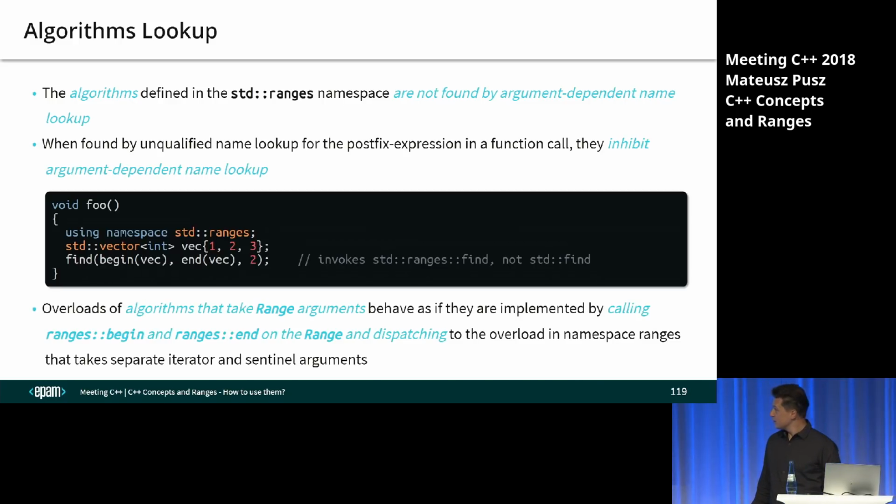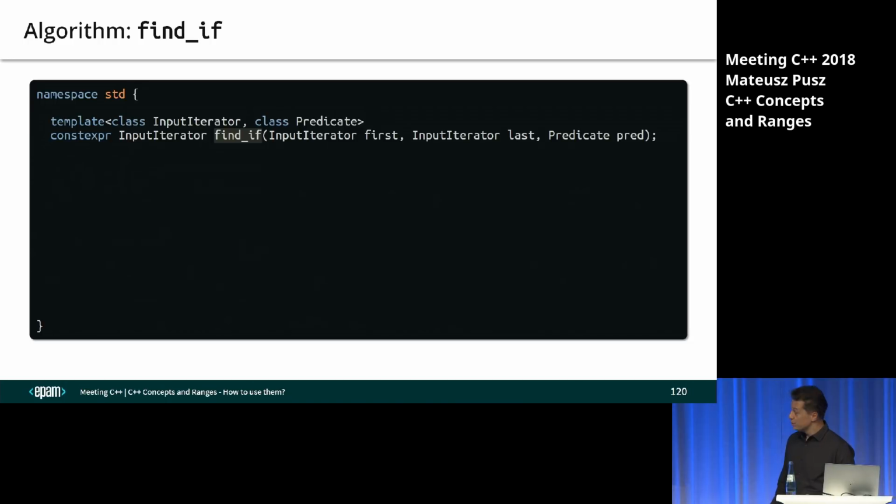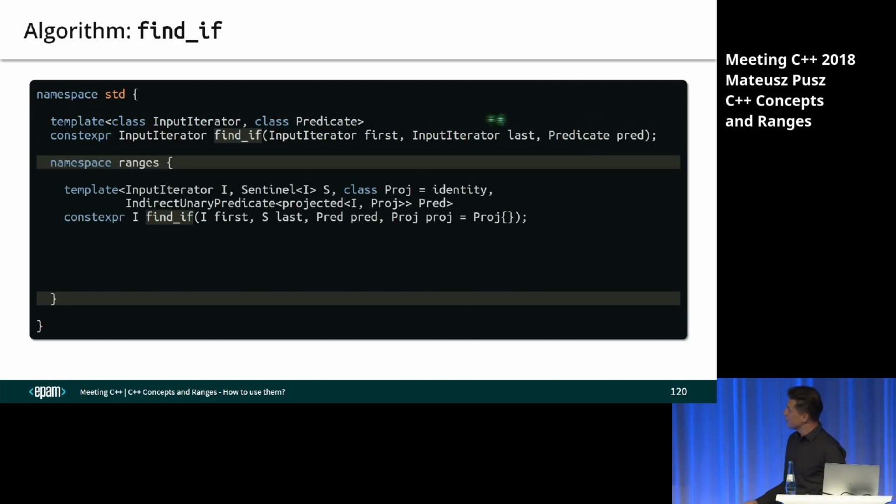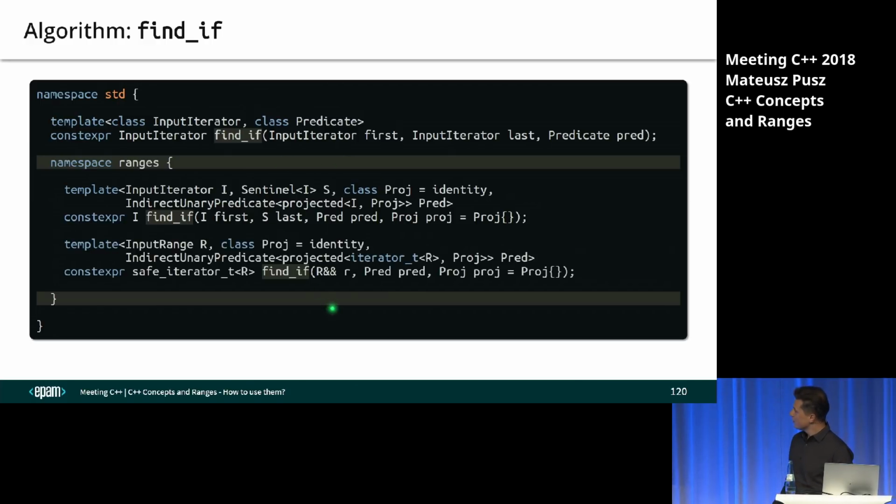Overloads of algorithms that take a range as an argument behave as if they are implemented by just calling begin and end on the range and calling the version of the algorithm that takes an iterator and sentinel pair. So this is our old find if with two input iterators and a predicate. This is our new find if in the ranges namespace. It takes an iterator, sentinel, projection, and unary predicate. We also have a version for range. As I said, it's exactly the same as if we would just call range begin, range end, and call this one.